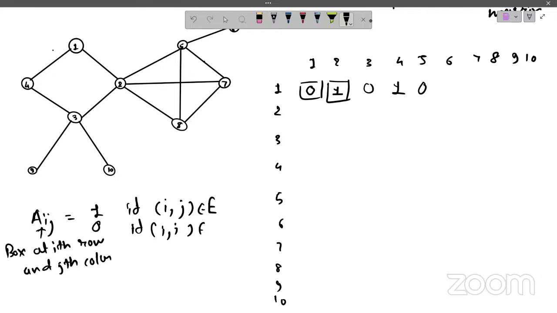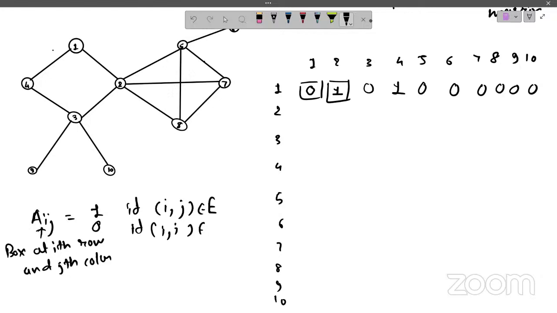I want a single edge between two vertices, then only I will write 1 into that box. Otherwise I will write it 0. Similarly, 1 and 6, we don't have an edge, so 0. Again, here we have 0, 0, 0, 0. So this is the first row of our matrix. Now you guys got it? How we construct the adjacency matrix related to a graph.